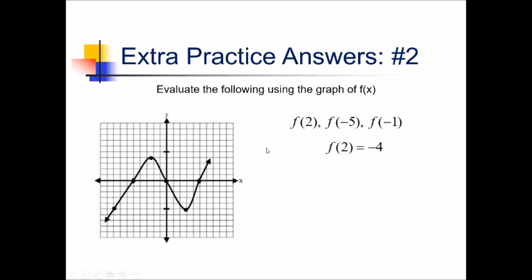f of -5, looking at the x value, let's see, 1, 2, 3, 4, 5. We get a y value back of 0 right there on the x-axis. So that's 0 for f of -5. f of -1, here's -1 for the x values. Reading the graph here, it looks like we're at the y value for 2 for that one. So that's it.